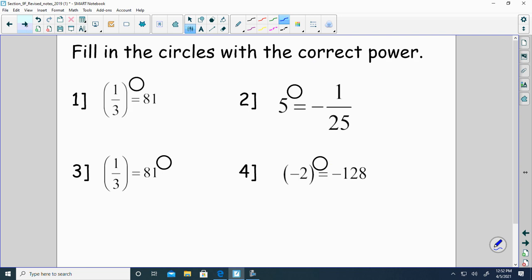All right. Now we change to 3. So we have to think. 3, 9, 27, 81, 243. So 3 to what power gives me 81? Negative 4. Good. It's negative because it's the 1/3. The 1/3 to the negative 4 means it's going to be 3 to the 4th. 3 to the 4th is 3 times 3 times 3 times 3, which indeed gives me 81.